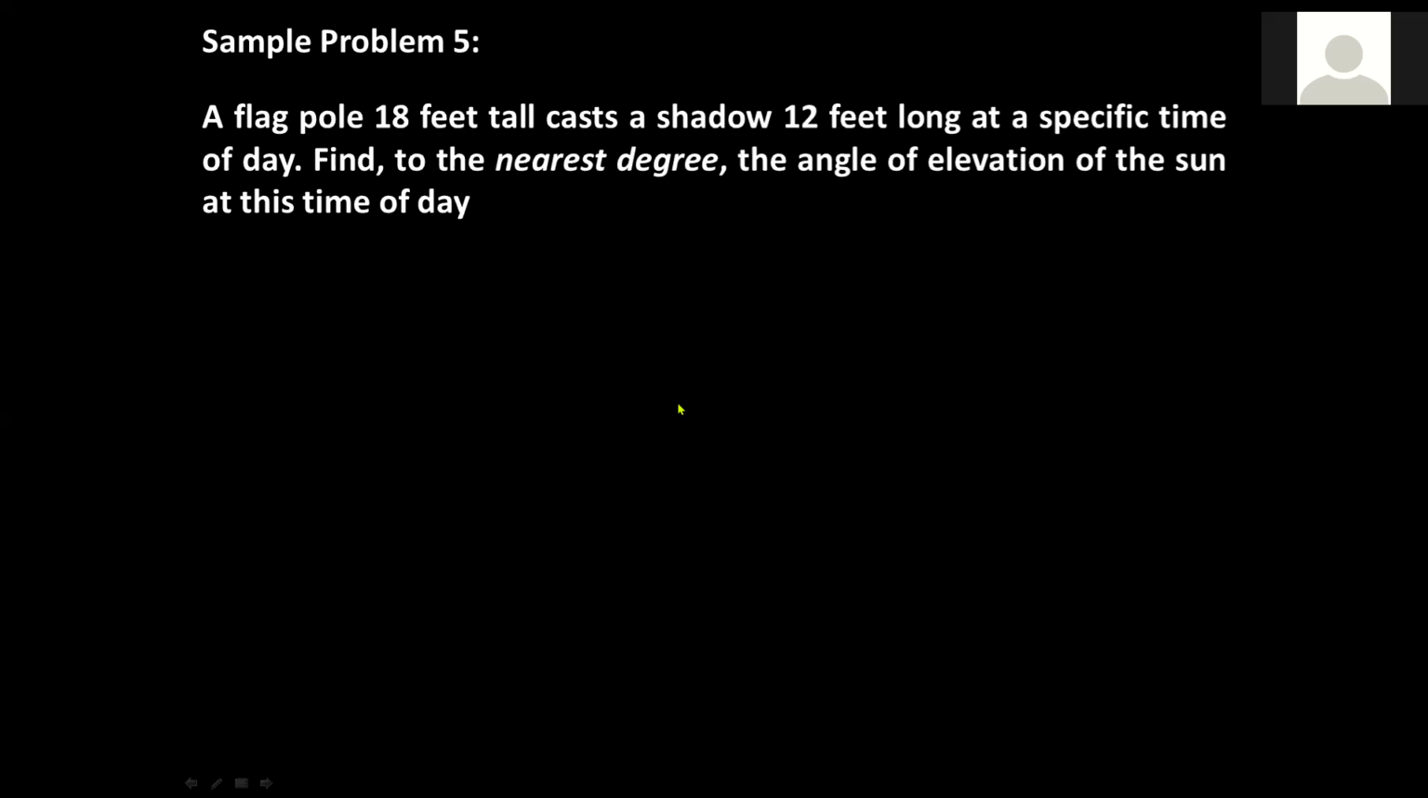Yung flagpole, syempre naka-vertical yan, no? Dahil siguro mainit ang sikat ng araw and then maliwalas yung panahon, natural, may anino yung flagpole. Yung taas ng flagpole, 18 feet. Ang yung anino ng flagpole naman na naka-horizontal is 12 feet long. Ang usapan dito is angle of elevation.